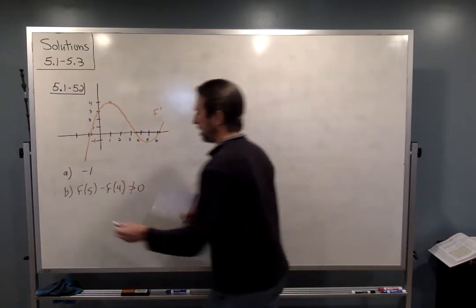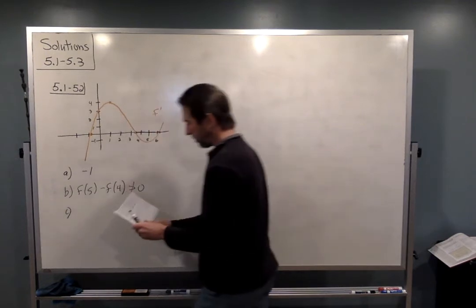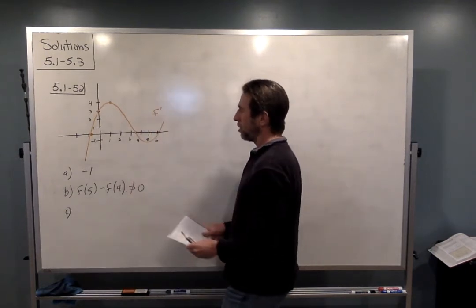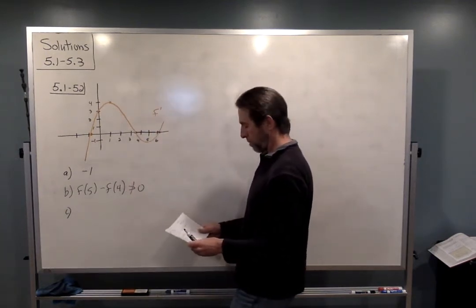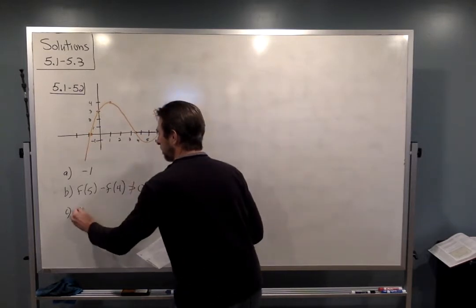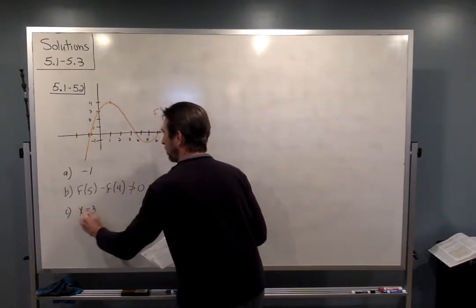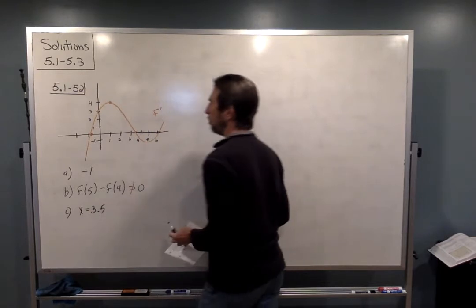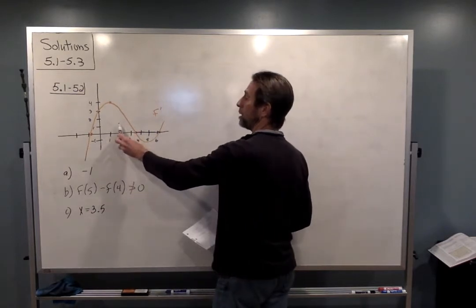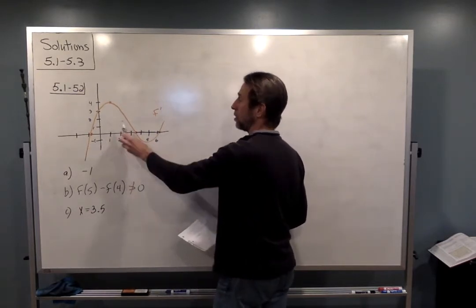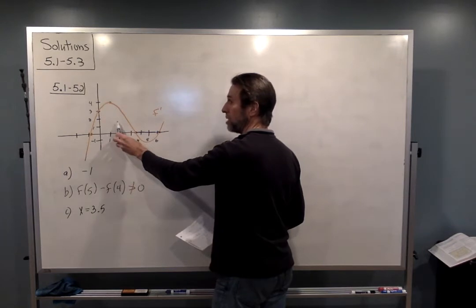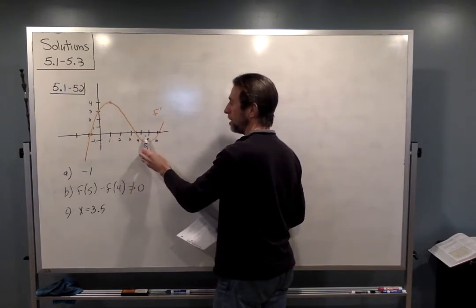For part C, we basically are looking for when the original function has a maximum. There is a maximum at x approximately 3.5. The reason is the derivative goes from being positive to negative. So the original function is increasing over here and decreasing over here.